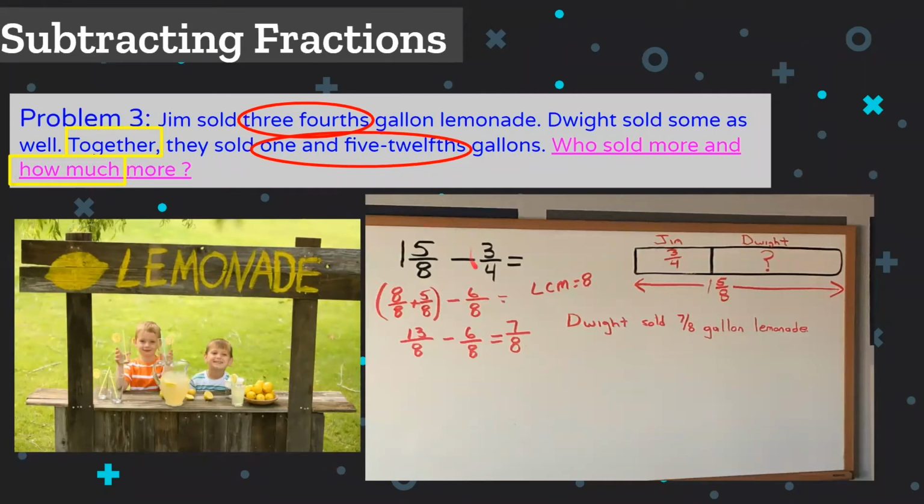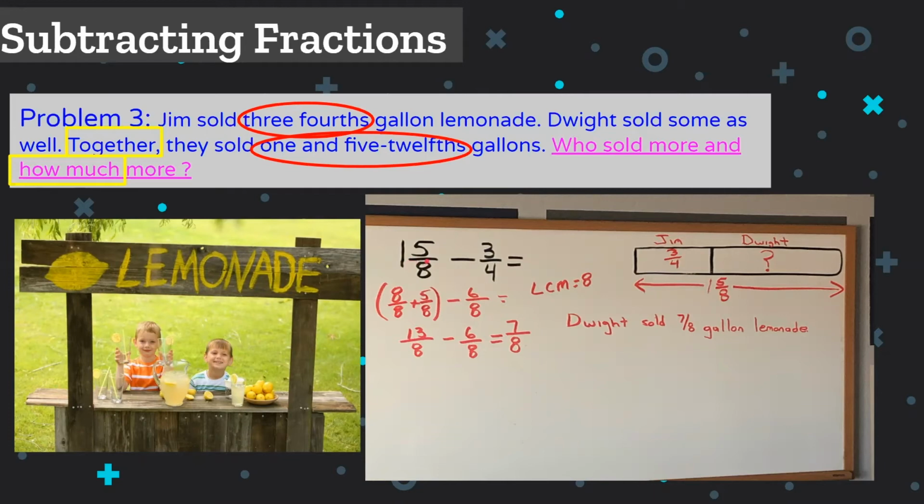So let's look at what we know so far. We have 1 5/8 gallons altogether, and we're going to subtract the known amount that Jim sold, 3/4. Okay, we could draw a little tape diagram. Maybe you did. You would have 1 5/8. That's our total unit. That's everything that was sold. We know Jim sold 3/4. And our question mark is, what did Dwight sell? We're not sure, right?